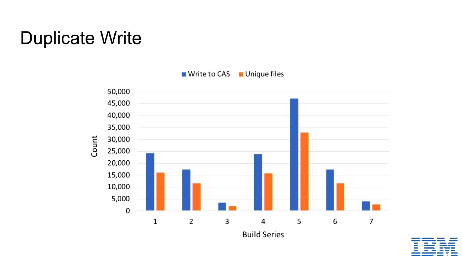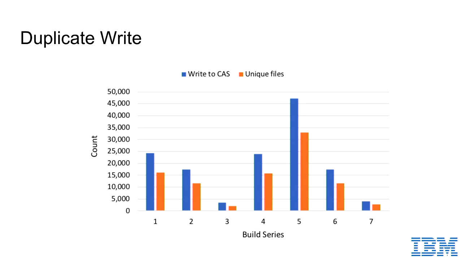So remember that the name of the file in the cache is from the hash of the content. So if you want to write to the same file again, it's never necessary. The gap between the blue chart and the orange chart shows the number of these duplicate writes. We traced back some of these writes, and they actually come from different actions. So these are real, legitimate writes.